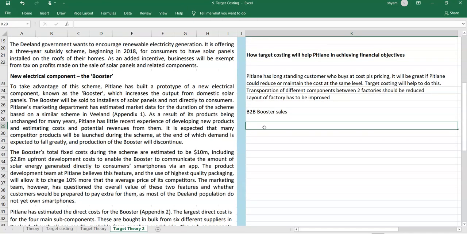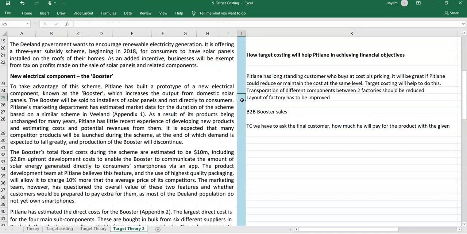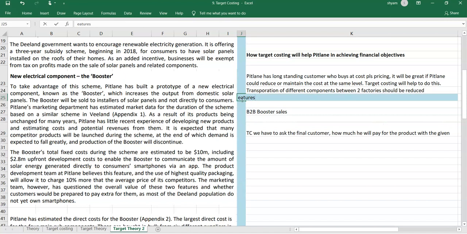For example, first in target costing we have to ask the final customer how much he will pay for the product with the given features. Okay, for the given features, what would they pay?